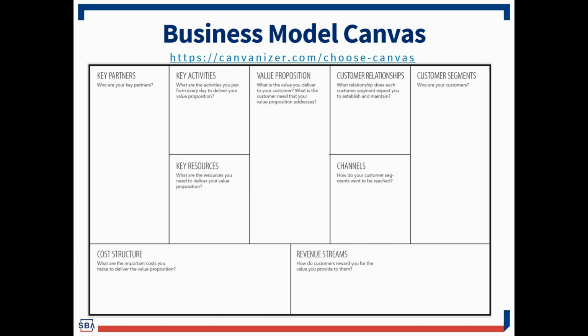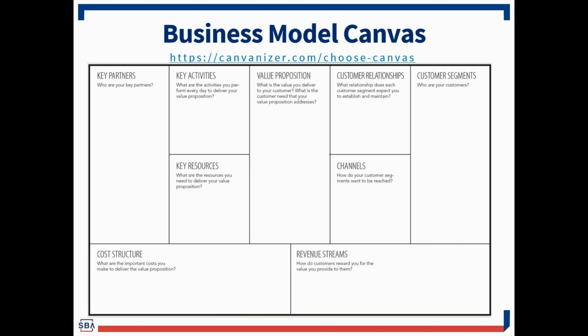The third segment, I'm going to sell my rabbits at the local farmer's market. I'm going to use these channels. How do your customer segments want to be reached? I'm going to go and develop a farm store. I'm going to deliver to any local restaurant that's within 50 miles. Those are my channels.